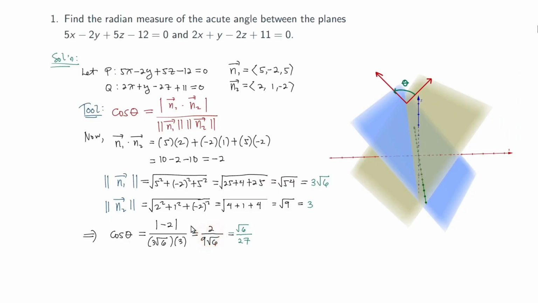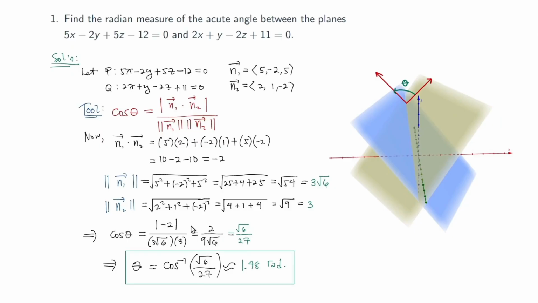The simplification of this one is equal to this by rationalizing, multiplying the numerator and denominator by square root of 6. Next, in order to solve for theta, we need to take the cosine inverse of this value. So we have the cosine inverse of square root of 6 divided by 27, which gives us an approximate value of 1.48 radians. So that's your theta, and that's how you obtain that one.